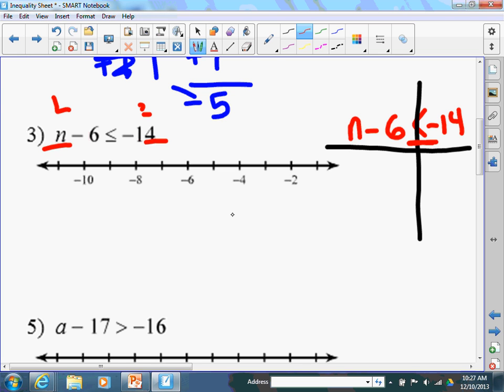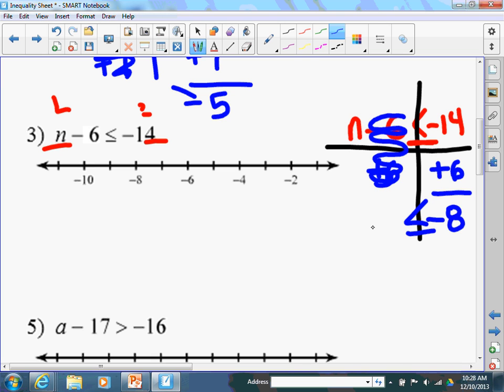All right, here we go. Start with subtract 6. What's the opposite of subtract 6? Add 6. What happens to my 6's? They cancel. 14 negatives and 6 positives gives us negative 8. Bring down my inequality symbol and I get n is less than or equal to negative 8. What number do I go to? Now, do I do an open circle or closed? Closed. And I shade right or left? Left.